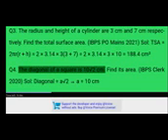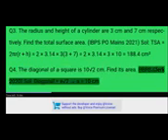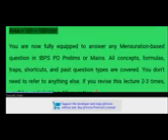Q4. The diagonal of a square is 10 root 2 centimeters. Find its area. IBPS Clerk 2020. Solution: Diagonal equals a root 2, so a equals 10 centimeters. Area equals 10 squared equals 100 square centimeters.